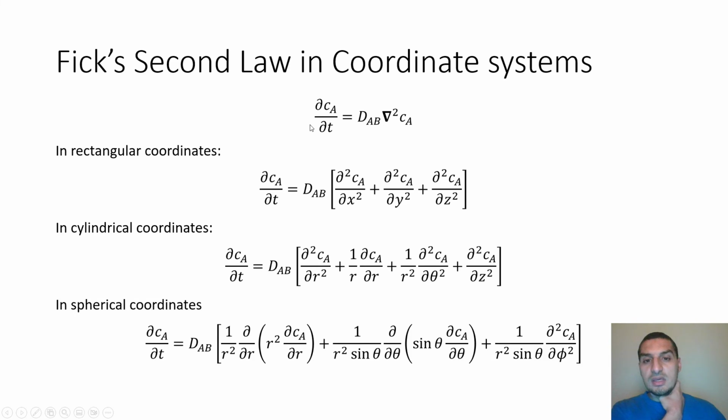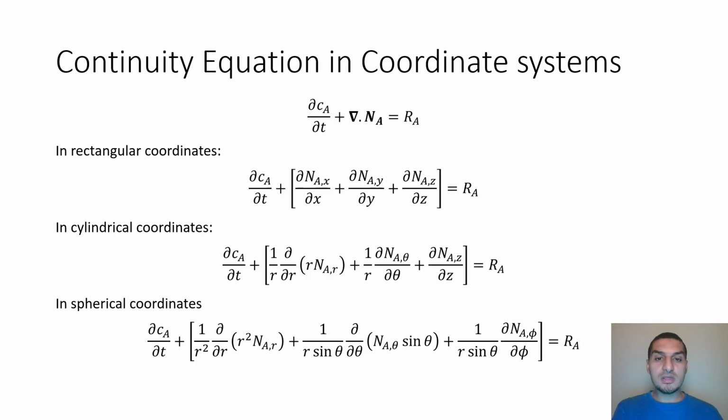This is Fick's second law in rectangular or Cartesian coordinates, cylindrical coordinates, and spherical coordinates. Of course, the Cartesian is the simplest form of the equation compared to the cylindrical and the spherical coordinates. And for the general continuity equation, this is how the equation will look like. This is in terms of the flux, in terms of n. Anyway, this is the shape of the continuity equation in the different coordinate systems.